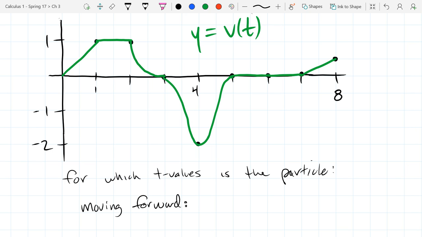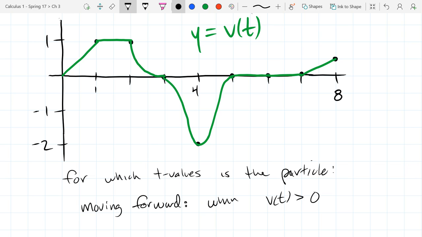Increasing speed. So let's think about velocity. Speed won't tell you moving forward or backwards. So speed will be completely unhelpful here. So when what is positive? So when our velocity is positive, we're moving forward. If you talk about change of position, it means your position is increasing. But what that means is your velocity is positive. So in inequality terms, it means when v of t is greater than zero, you are moving forward.